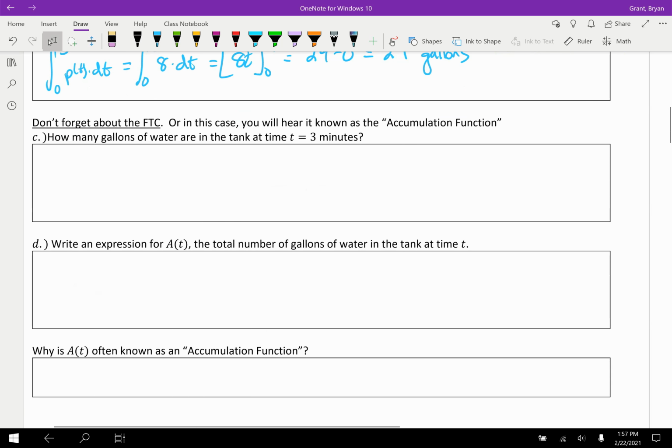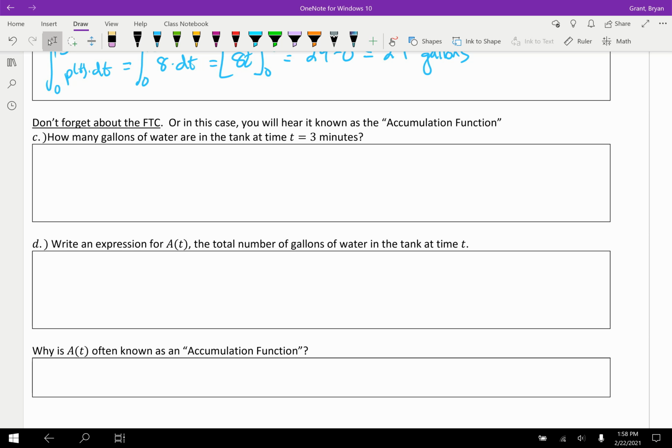All right. Part C. How many gallons are in the tank at a time equals 3 minutes? Well, this one is a little bit trickier, right? And the reason that this one is trickier is because we want to know exactly at 3 minutes how many gallons are in there. And I think there are 3 pieces of information that contribute to the number of gallons in a tank at any specific amount of time.